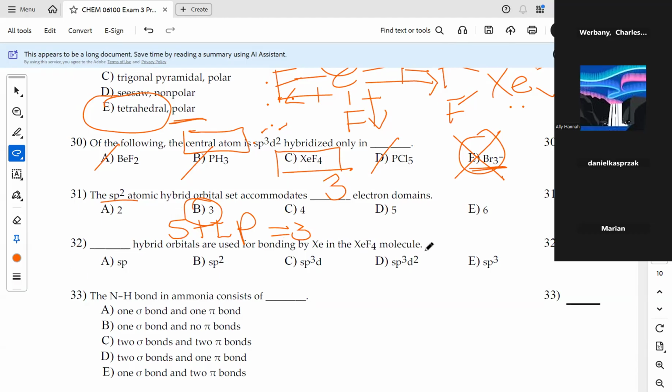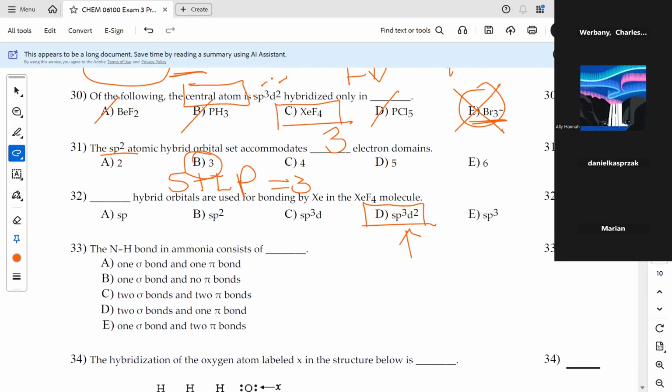32. We just looked at this one right above. This is kind of another way of asking the same question. Blank hybrid orbitals are used for bonding. They're also used for the lone pairs, right? So all of these hybrid orbitals are used either for lone pairs or bonding in the xenon tetrafluoride. So don't be perturbed or set back if we're asked specifically about bonding. We know with hybrid orbitals, lone pairs, bonding pairs, they all are the same.